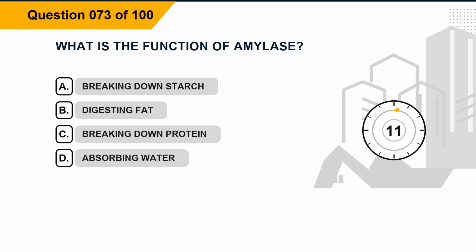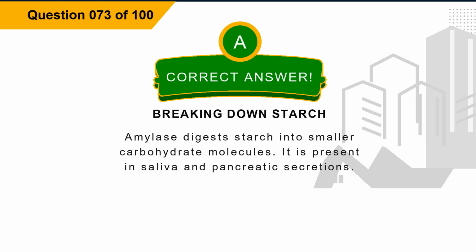Question 73. What is the function of amylase? Option A, breaking down starch. Option B, digesting fat. Option C, breaking down protein. Option D, absorbing water. The correct answer is option A, breaking down starch. Explanation: amylase digests starch into smaller carbohydrate molecules. It is present in saliva and pancreatic secretions.